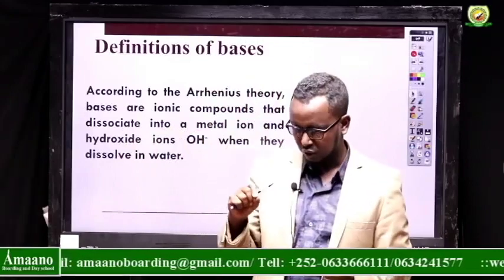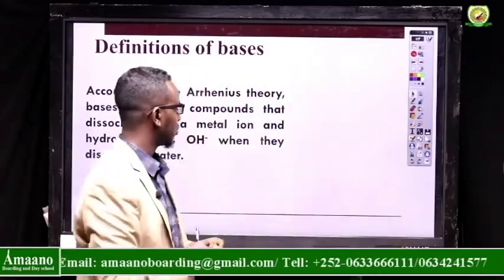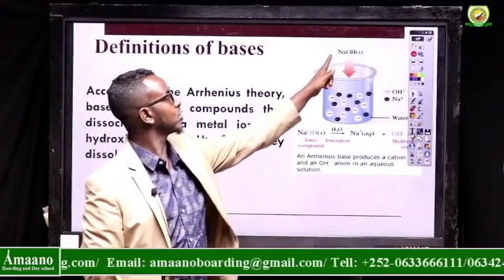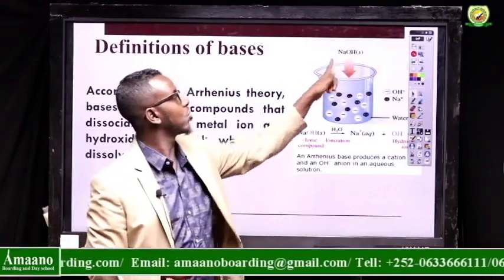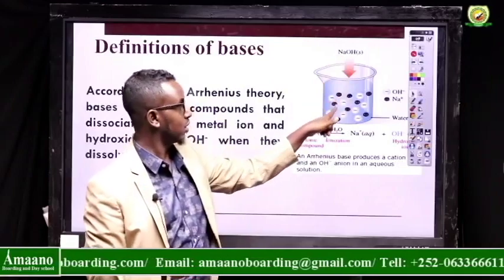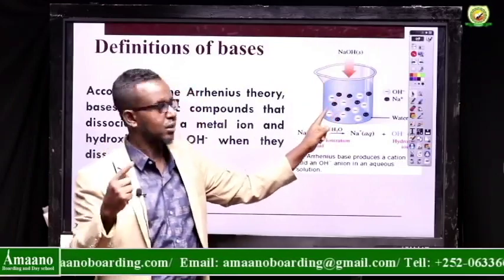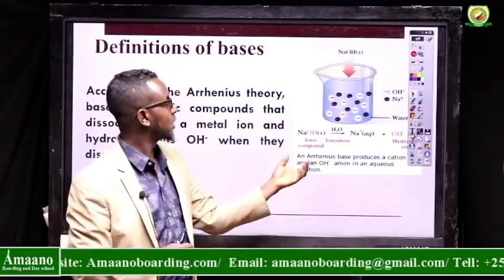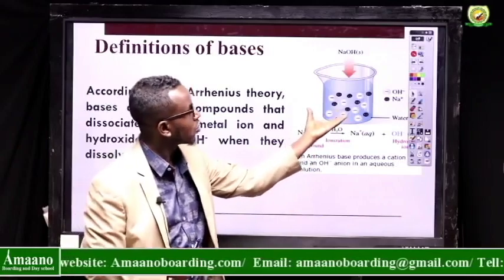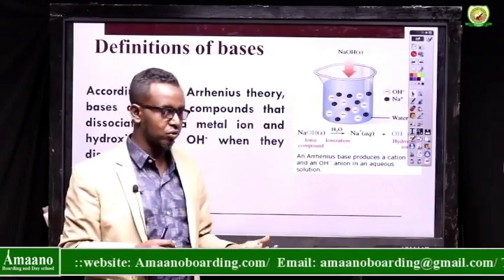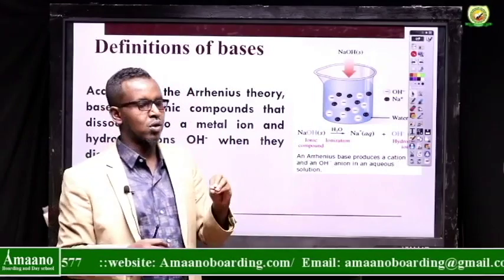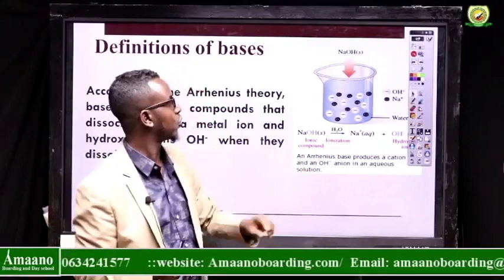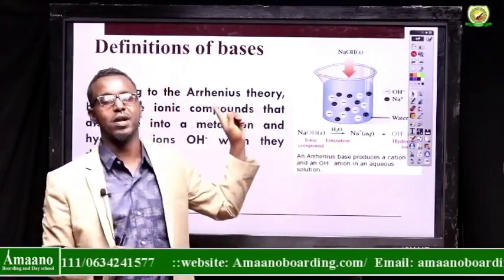When that compound dissolves in water, it dissociates into two. Consider sodium hydroxide. Sodium is a metal, hydroxide is a non-metal, so it's an ionic compound. If you put sodium hydroxide in water, it decomposes into sodium ion, which is a positive ion, and hydroxide ion, which is a negative ion. So any ionic compound that, when put in water, dissociates into hydroxide ion and metal cation is called a base. That is the theory of Arrhenius.